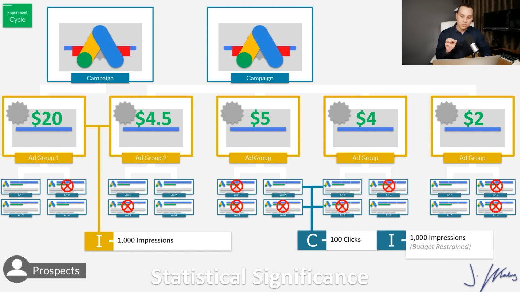And then when it comes to your ads, you want to have 100 clicks before you say this ad works and this one doesn't.